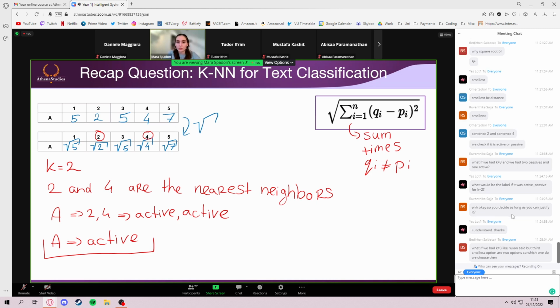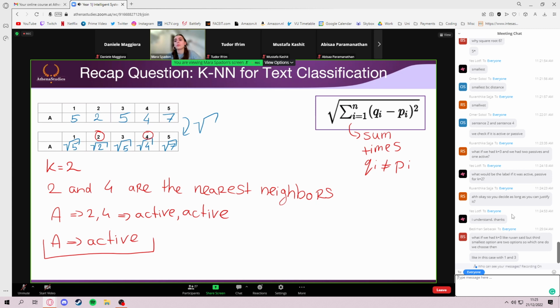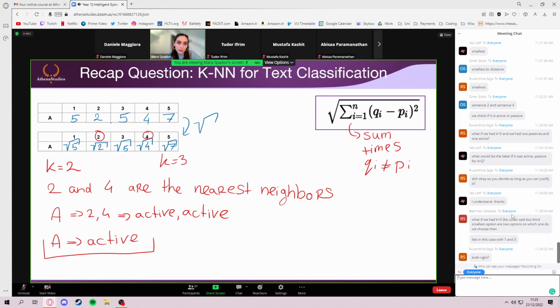So again, are there any questions about k nearest neighbors? What if we had k is 3, but the third smallest options are 2 options? So which one do we choose? Okay, let's say we have k nearest neighbor is 3. Then we would have to choose 2, we'd have to choose 4, and 1 and 3, right? Indeed, we would choose both. So we know that our nearest neighbors are 2 and 4, and then either 1 or 3.